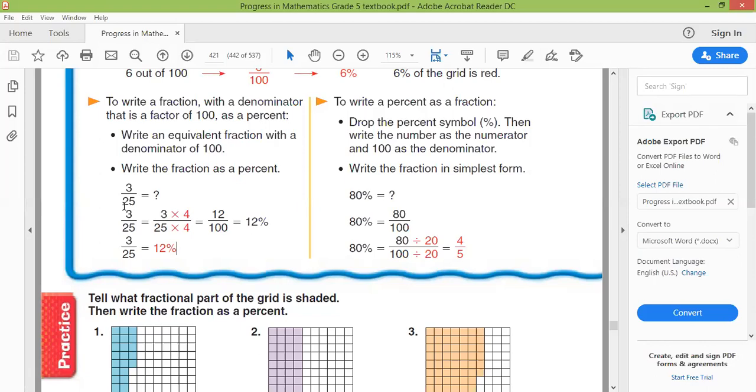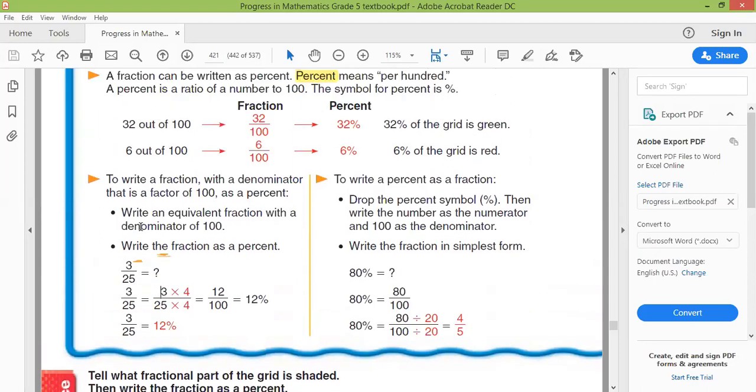Teacher, I have a question. Here, teacher. Solve 3 out of 25. How does it equal 12%? It's not 12. How to equal 12%?